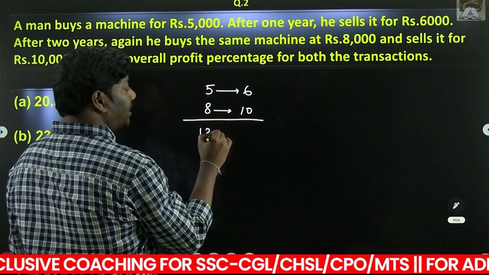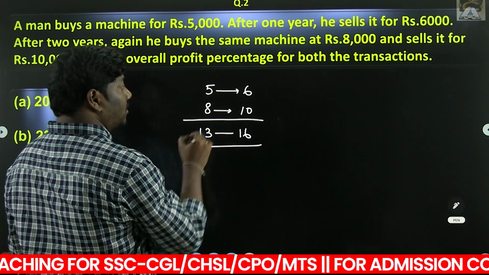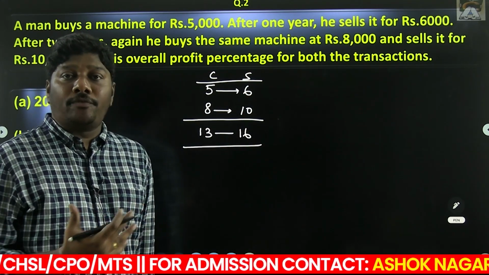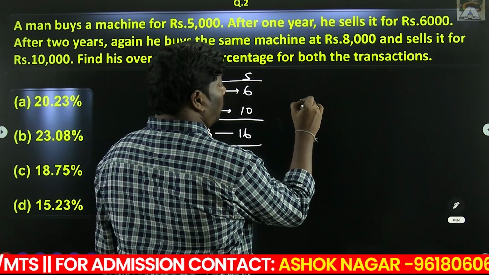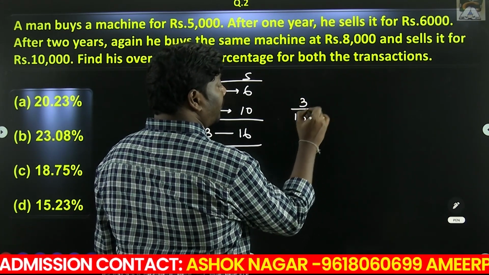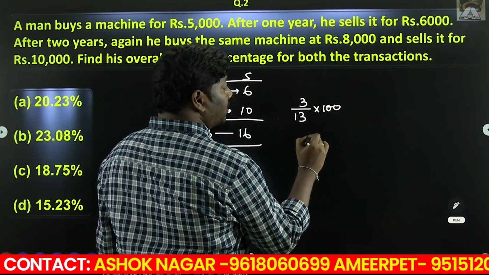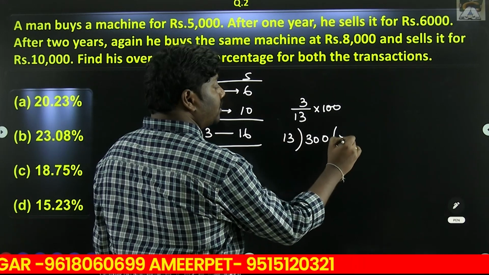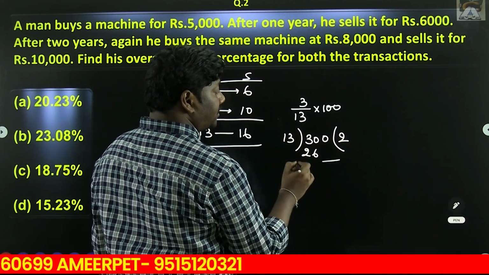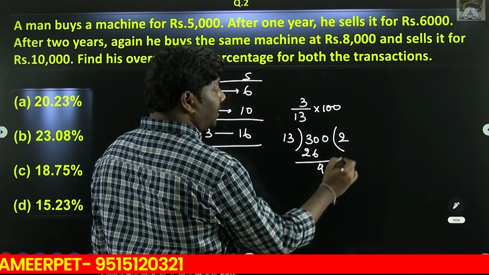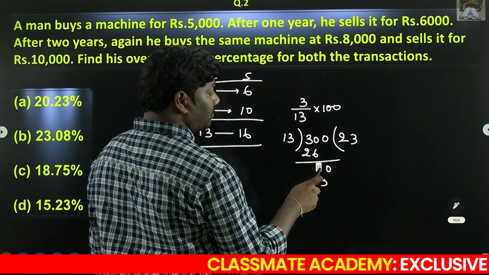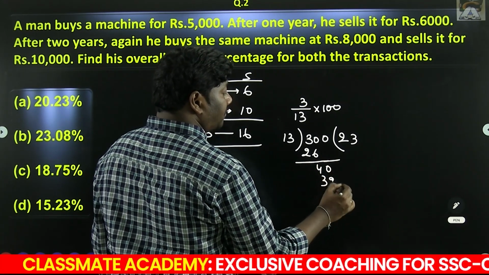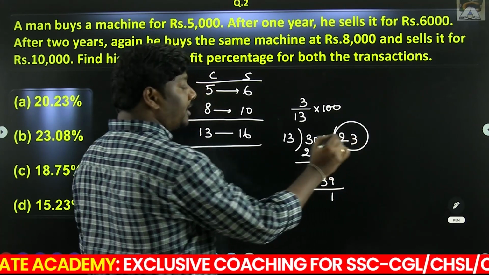Overall, your cost price is 13. Your selling price is 16. This is your cost, this is your selling price. I would say your profit is 3 over 13 into 100. So simply do this: 300 you divide by 13. 13 2s are 26, so you are getting 40. 13 3s are 39. So approximately you are getting 23%.